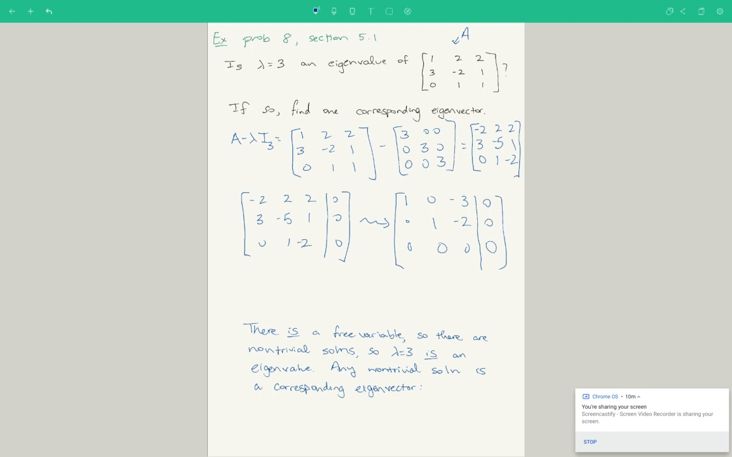In order to find a corresponding eigenvector, we're going to have to see what vectors match with this. So let's go ahead and put our solution set into parametric vector form. So we have 3 unknowns, x1, x2, and x3.